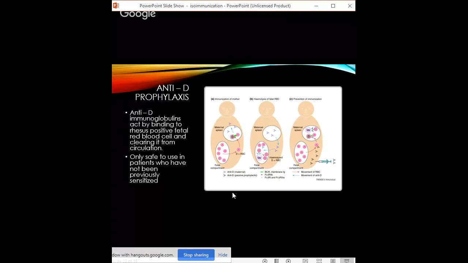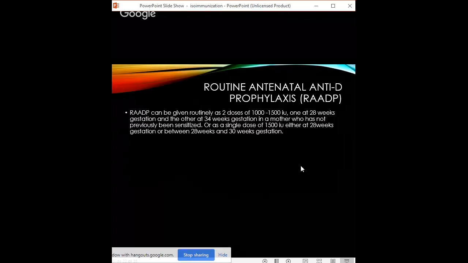And to understand how the anti-D prophylaxis acts, if you remember what we spoke about in the pathophysiology with the formation of the mother's antibodies and mounting the immune response, you can see that what the anti-D does is that it clears the fetal antigens from circulation before the mother's immune system can act on it. Excellent.